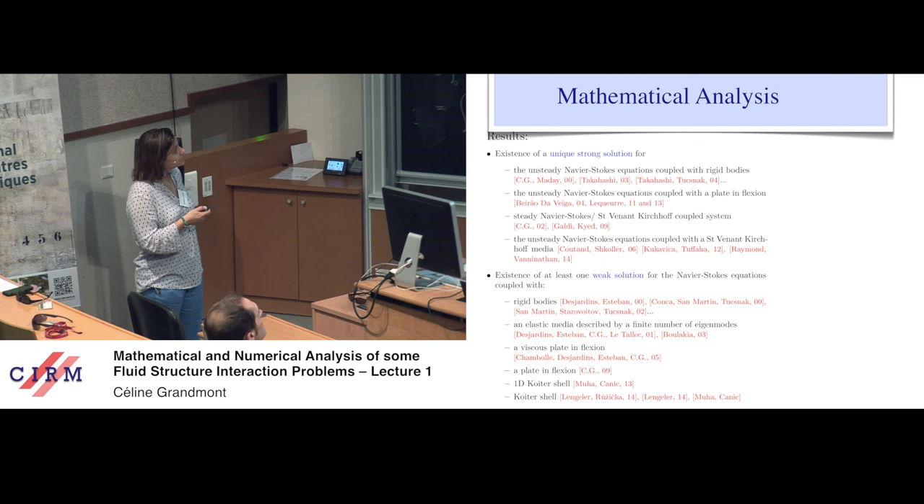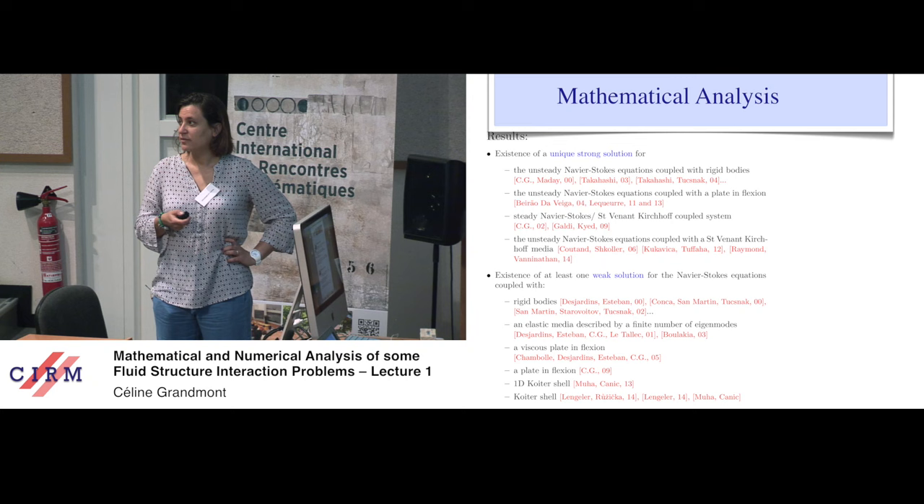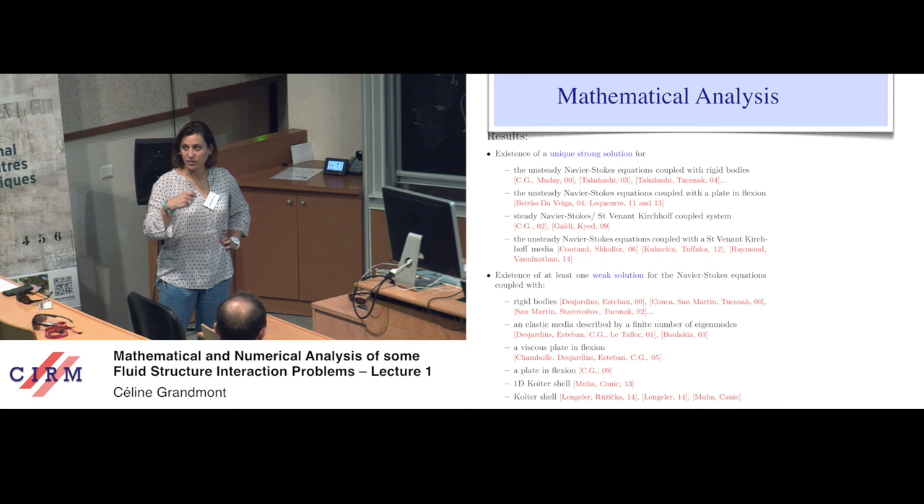Concerning the Navier-Stokes equation coupled to a 3D nonlinear elastic system, you have results in the steady state case, and you have results in the unsteady case. This is the complete system with all the nonlinearities, considering a 3D fluid coupled to a 3D structure. Those results are valid for small time and small data with a lot of compatibility conditions on the data, and in particular on the initial data, on initial pressure and stuff like that. So a lot of, I would say, physical compatibility conditions.